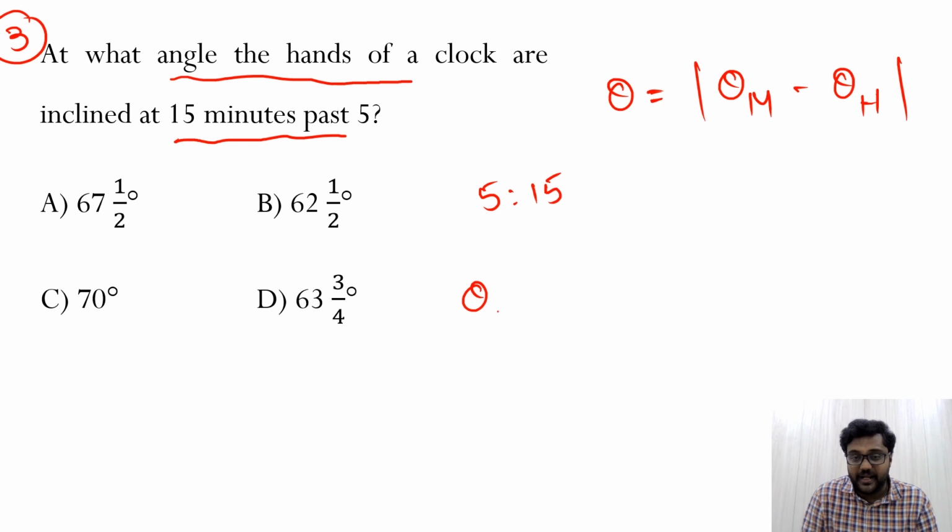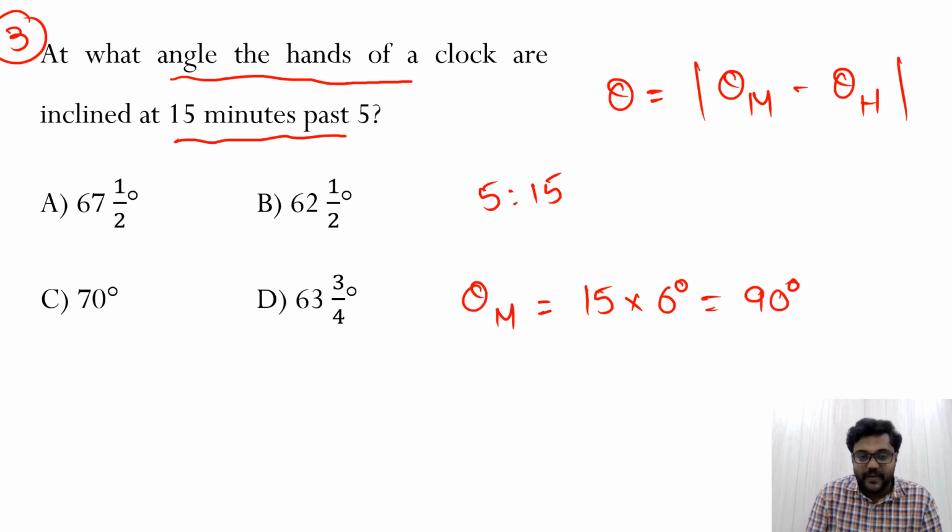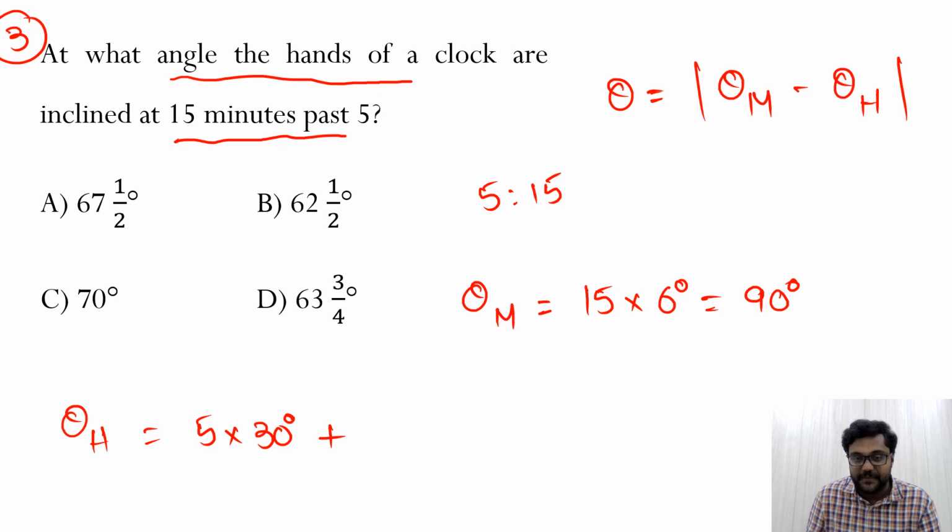So here first I will calculate the minute hand. For the minute hand only one thing we have to calculate. How many minutes; hours we can consider as 0 degrees. For 1 hour, 60 minutes, 60 minutes means the minute hand will complete one full cycle, means it comes to the same place. It's like 0 degrees, so don't consider hours, minutes only. In the minute hand, each minute is 6 degrees, as it is 15 minutes, 15 into 6, 90 degrees is the minute hand angle. Whereas for the hour hand angle, 5 hours is mentioned, each hour 30, so 5 into 30, then each minute half a degree, 15 into half, which is 150 plus 7.5, 157.5 degrees. So this is the minute hand angle, this is the hour hand angle.